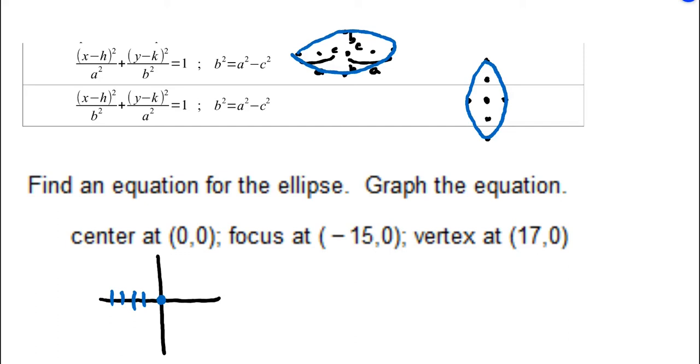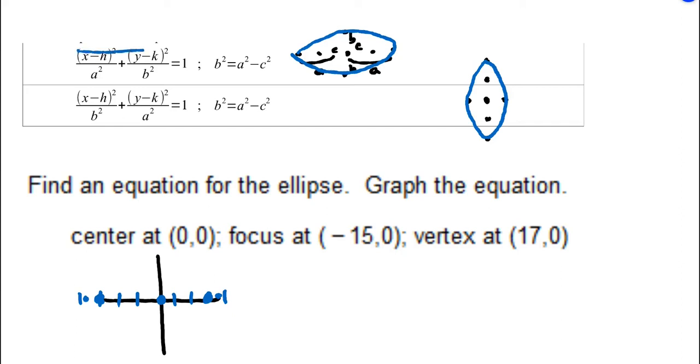Maybe I should count by fives. Say 5, 10, 15. It's going to be symmetric, so you're going to have another focus here. And one more tick mark would get me to 20. And our vertex is at (17, 0). So that would be about here. So based on the placement of these points, I can see that this has a horizontal orientation.